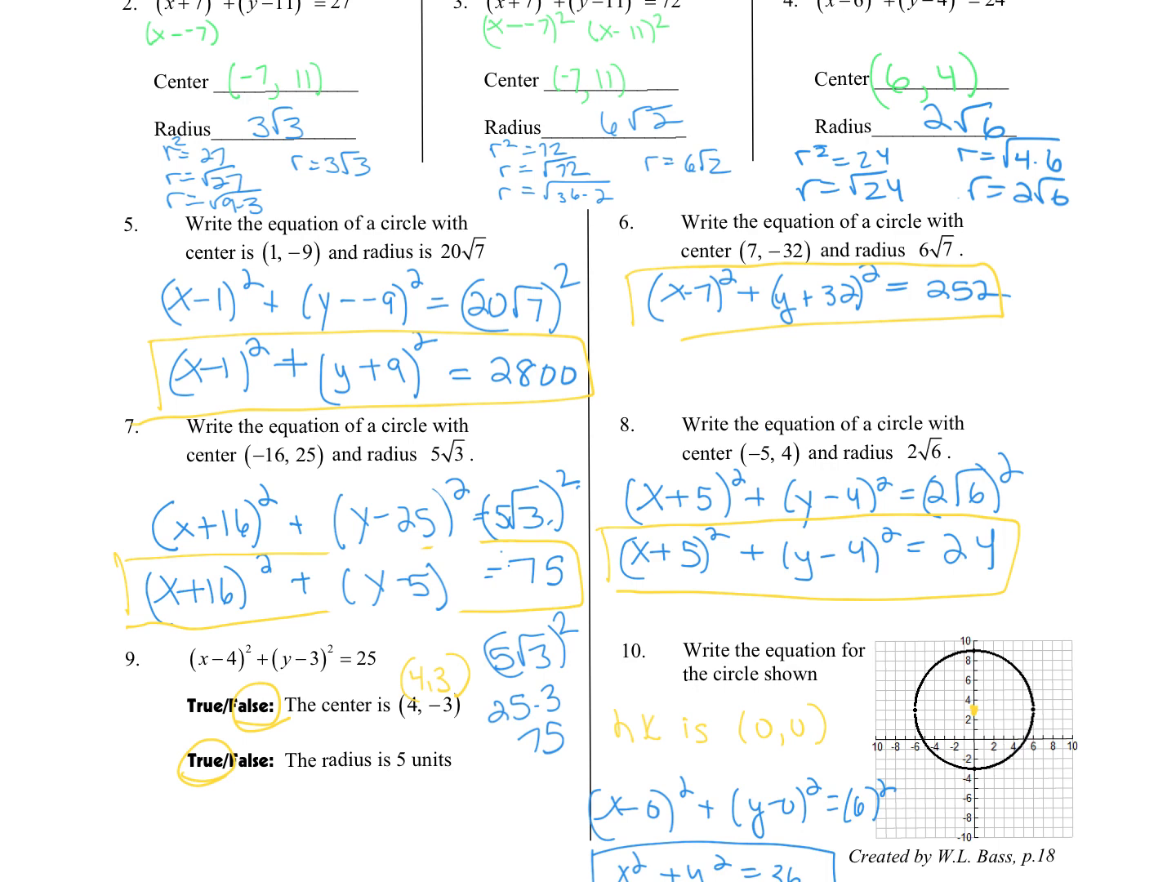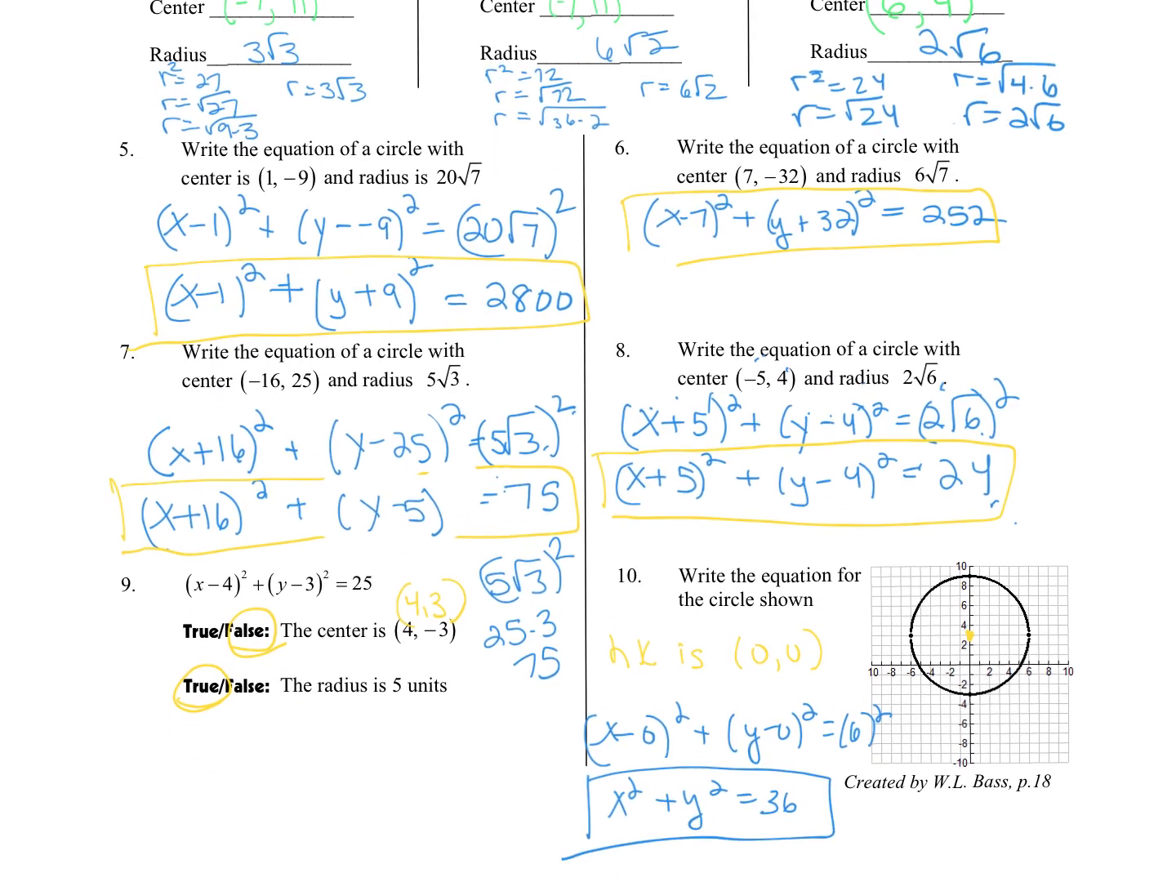In number 8, the x, or the h value, is x minus a negative 5, which becomes x plus 5. The k value, y minus the k value, which is 4. And then equal to, and that's going to give us the radius squared, which is 2 times the square root of 6. And if we square that, we're going to have 4 times 6, which will give us 24.